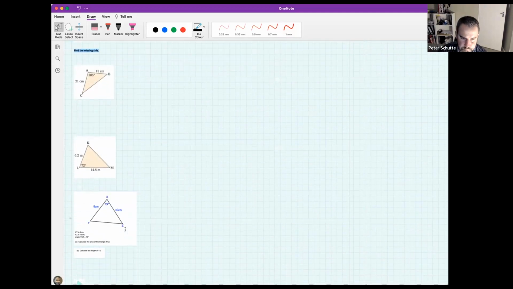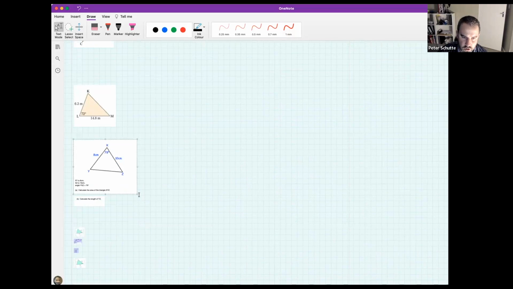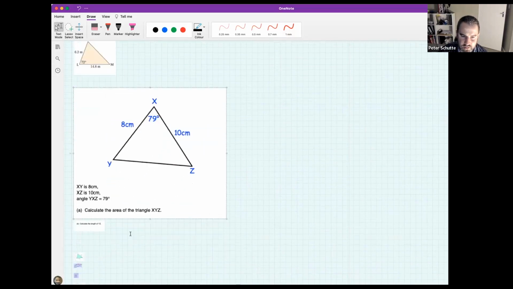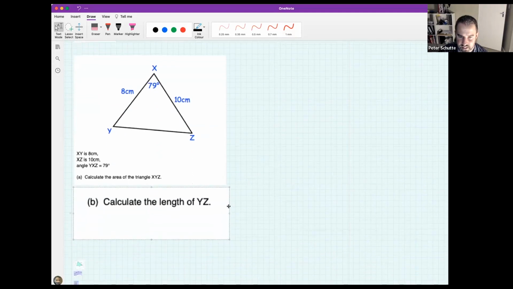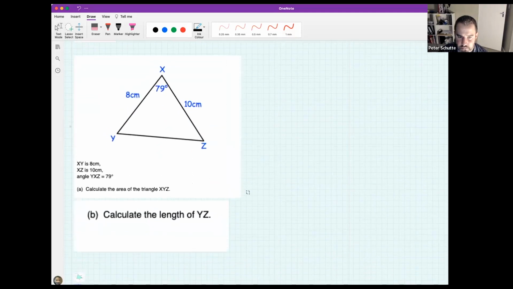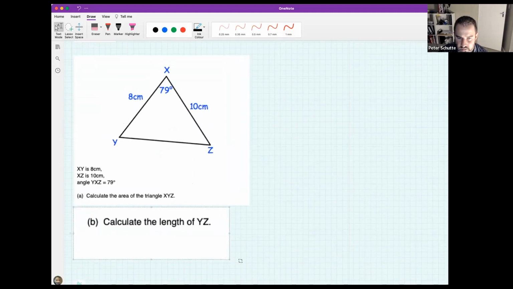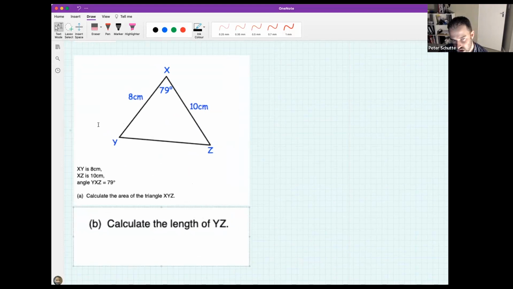So what you're going to do is, here is a triangle, and there's a bit of revision from the previous lesson. You are going to find me the area of this triangle, and you're also going to find me the length of YZ.